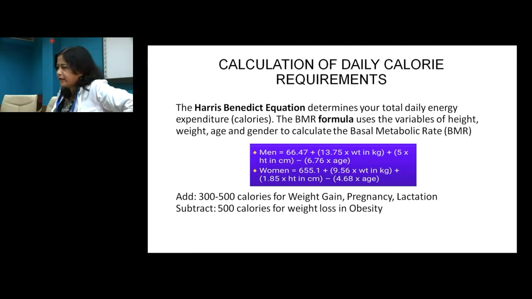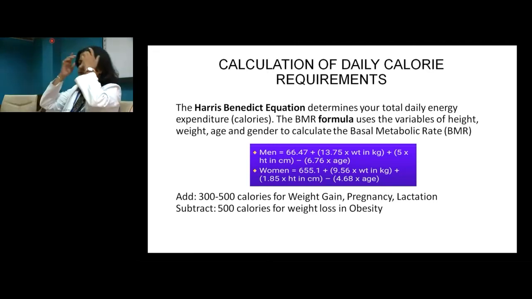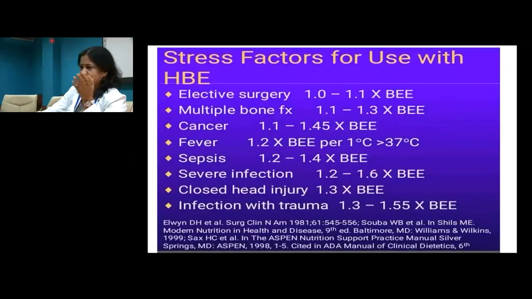The BMR formula uses the variables of height, weight, age, and gender to calculate the basal metabolic rate. This is basically the formula for individual men and women. After calculating this, you can add 300 to 500 calories for weight gain, pregnancy, lactation, and subtract 500 calories for weight loss in obesity. This is the stress factor we are using for this scenario. For elective surgery, that is 1. For multiple bone fracture, that is 1. And accordingly, you can use this stress factor for any specialized individuals.